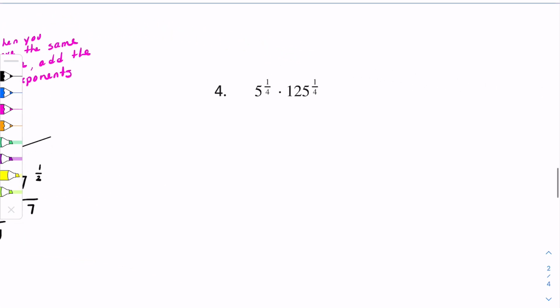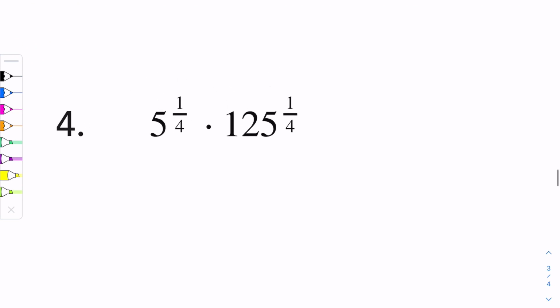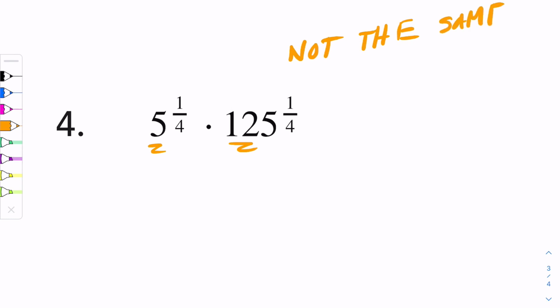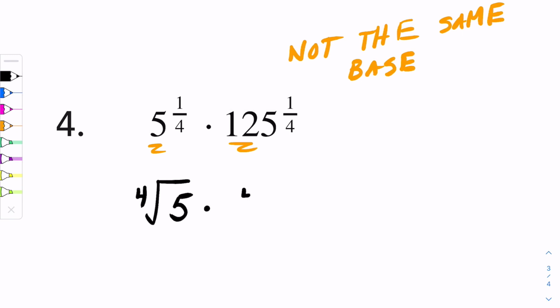For number 4, we can't exactly do the same thing here because the bases are not the same. So if the base isn't the same, the only thing we can do is convert to radicals and see if we can simplify. 5 to the power of 1/4 is the fourth root of 5 times the fourth root of 125.